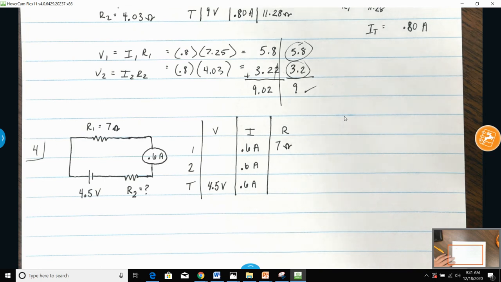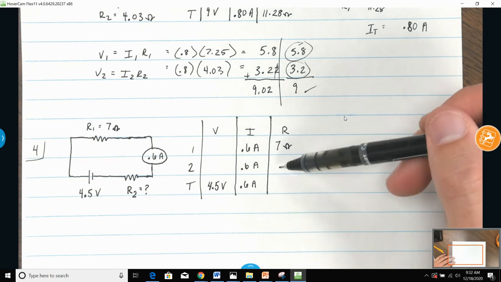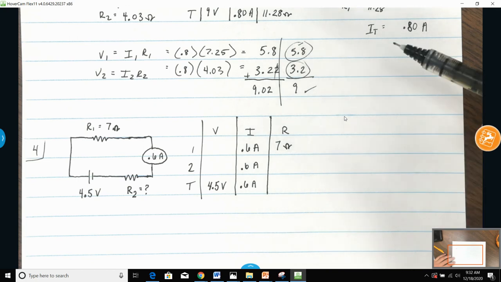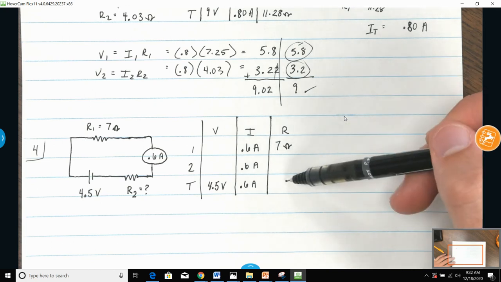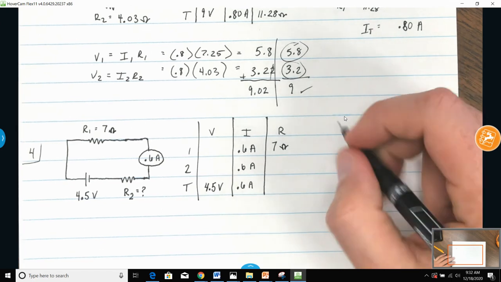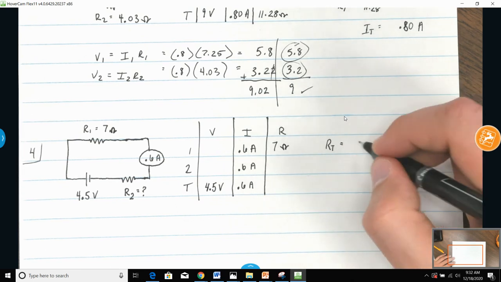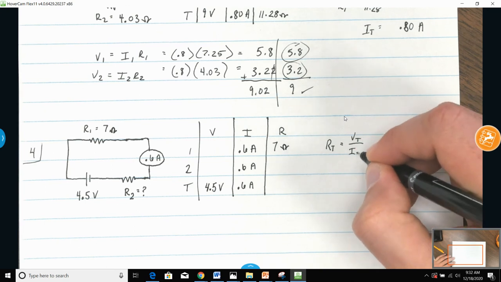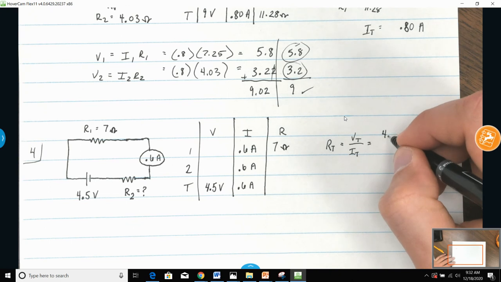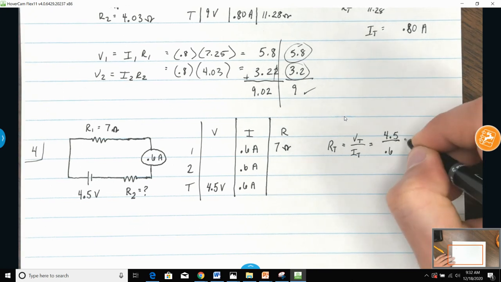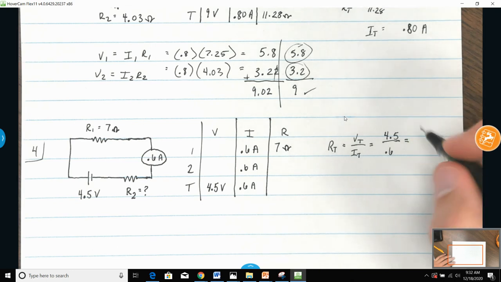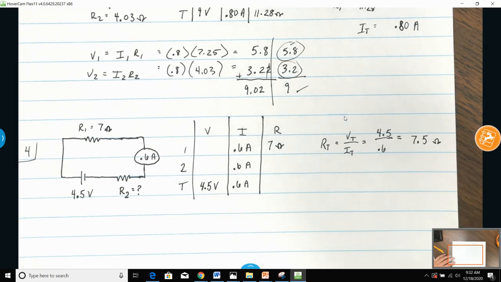So guys, again, what do I do here? Well, you pretty much need to know one of these other resistor values. Can I find RT? Yes, I could. If I go to find the total resistance, because I have two of those values, in the triangle, if I cover up R, it's going to be the total voltage over the total current. So 4.5 over that 0.6. And when you do that, you're going to get an answer of 7.5 ohms. So that is my RT.